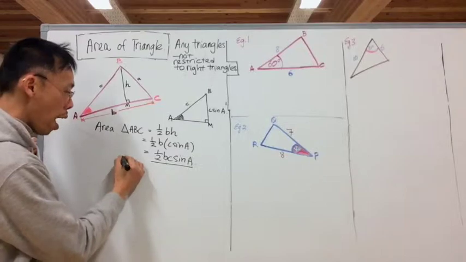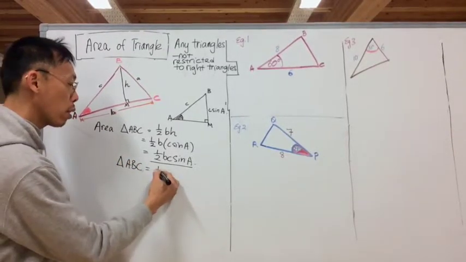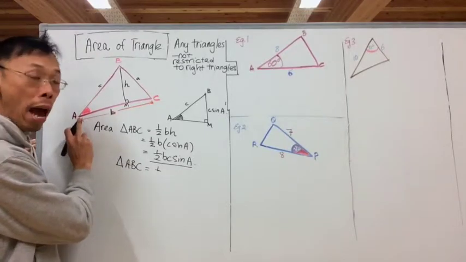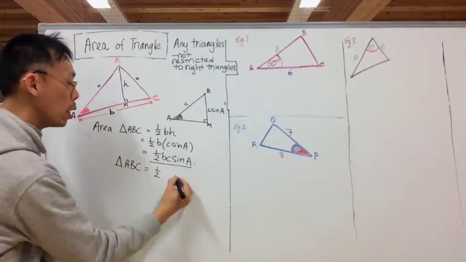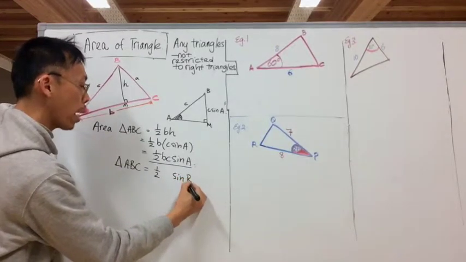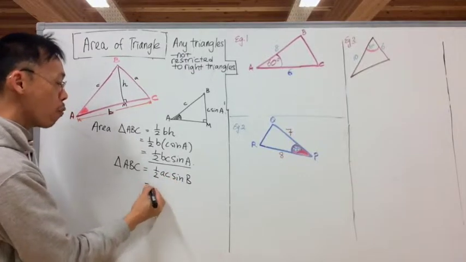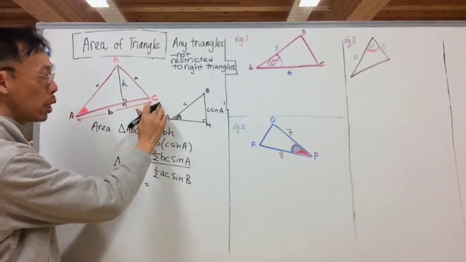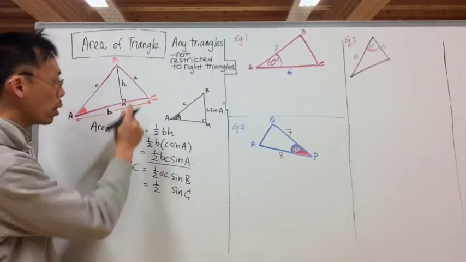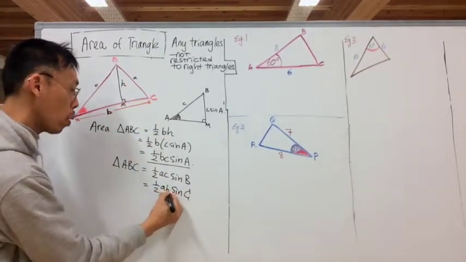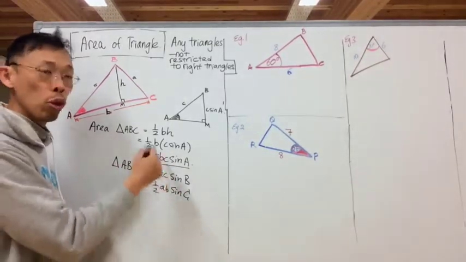Similarly, the area of this triangle ABC can also be written differently. We don't have to focus on angle A. We can also focus on angle B. Then you have sine B at the back, and the two sides are a and c. And if you focus on capital C, it's sine C, and the two sides are a and b. Any of these will work and give you the same answer no matter which you use.